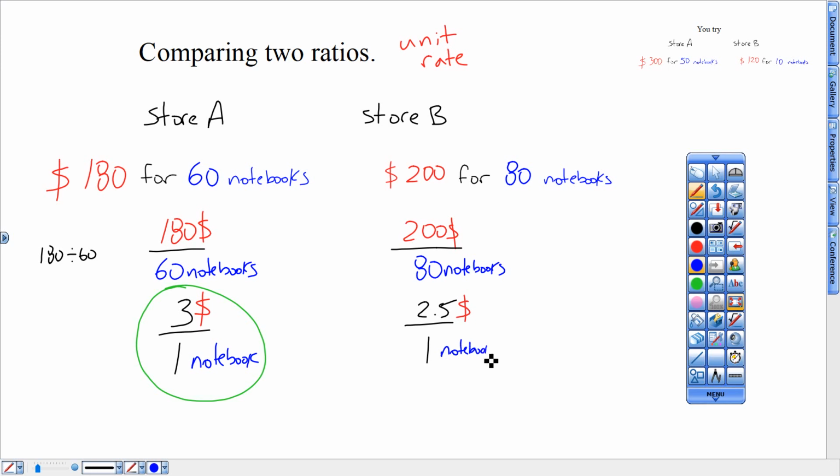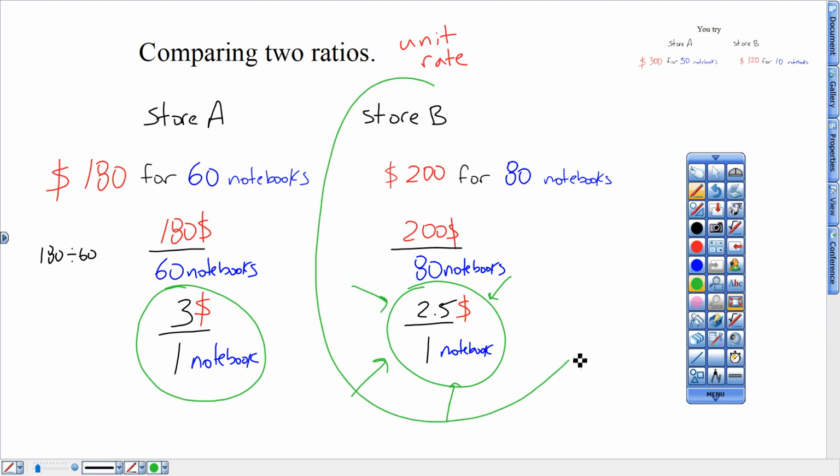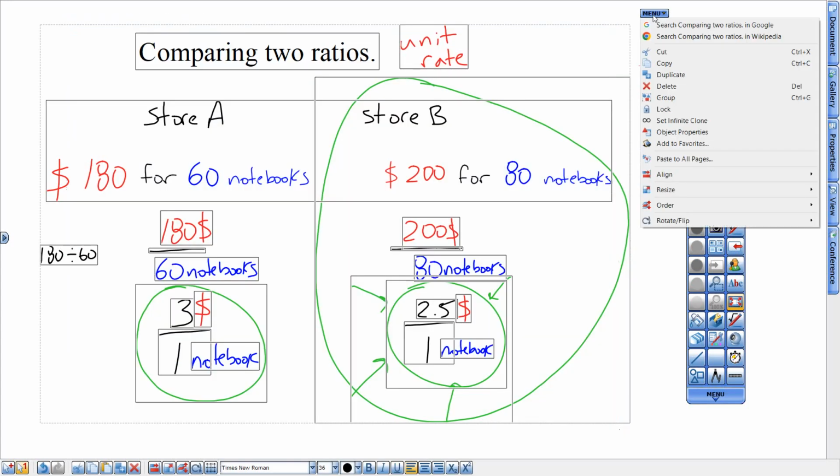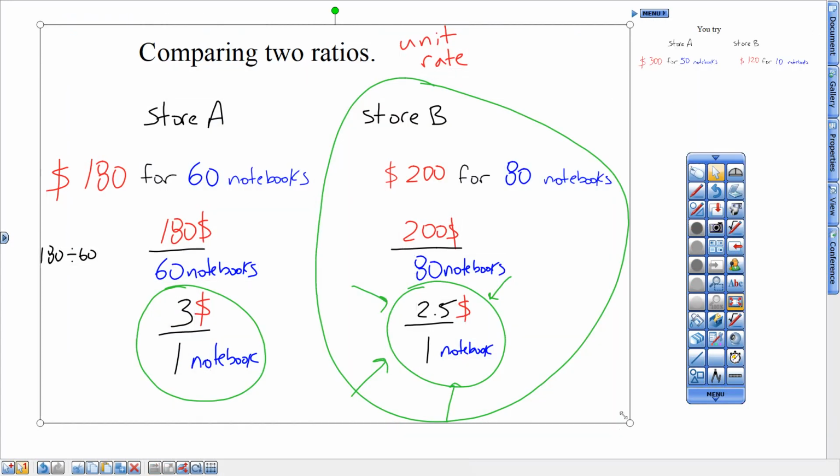And then now that I have both unit rates, now I can compare. The lower unit rate is this guy right here, because for one notebook, I'm only spending $2.5. The other store, I'm spending $3 for that same notebook. So that second store has a lower price. Lower price.